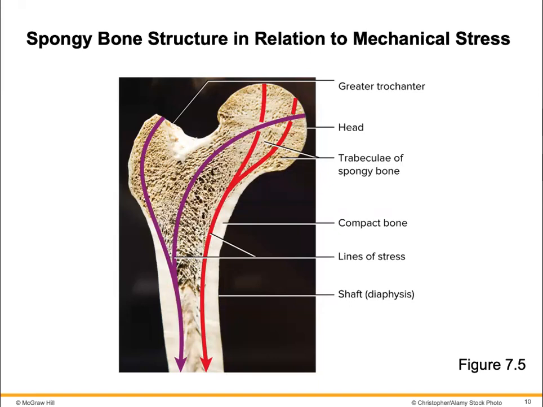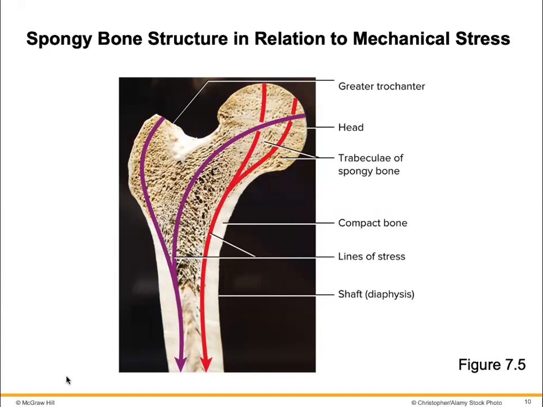Now, the other interesting thing with the distribution of spongy bone versus compact bone is if we're trying to disperse weight, spongy bone is better. If you're trying to increase the strength of a bone with regards to your long bone, that weight gets distributed, and then the compact bone is kind of the final point of where the stress is positioned.